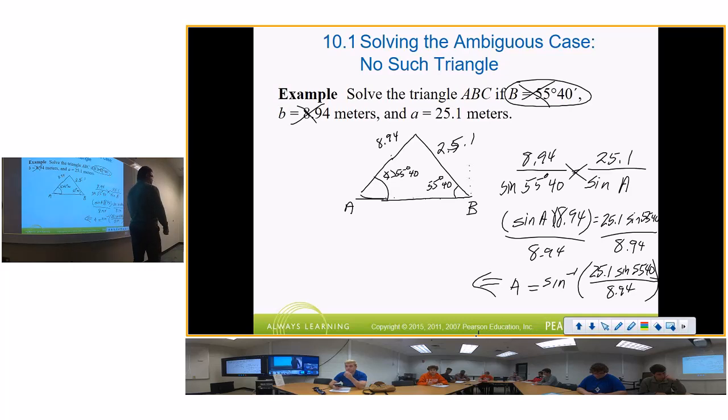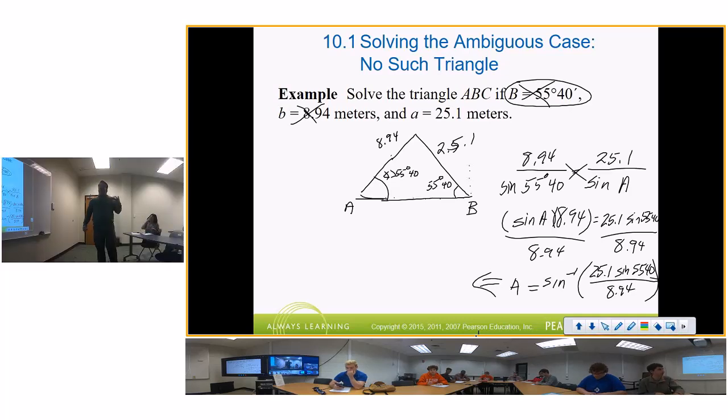And somebody give me that number. Pendleton, shout it out, and Easily, shout it out whenever you get it so I can ask Anderson if they verify it. 25.1 times the sine of 55°40' divided by 8.94, then take the inverse sine of that number. What do you get?